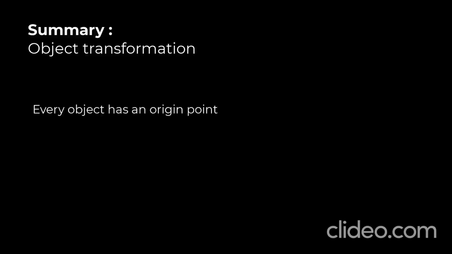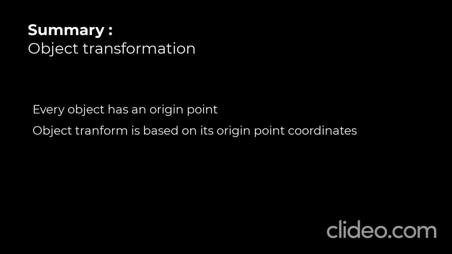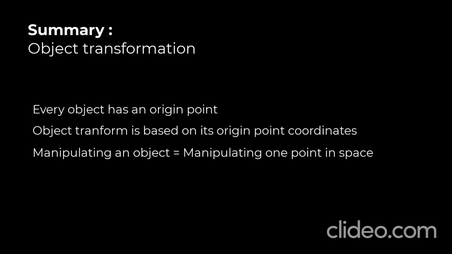To summarize, any kind of object has an origin point. When animating an object, we are manipulating its origin coordinate. So, manipulating an object is manipulating a single point in space.